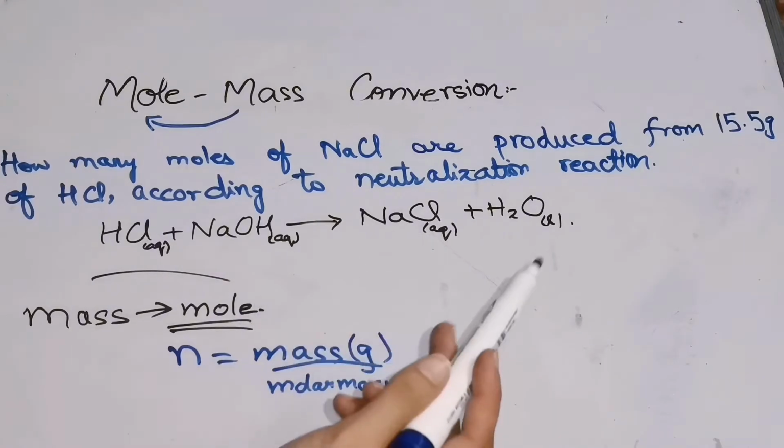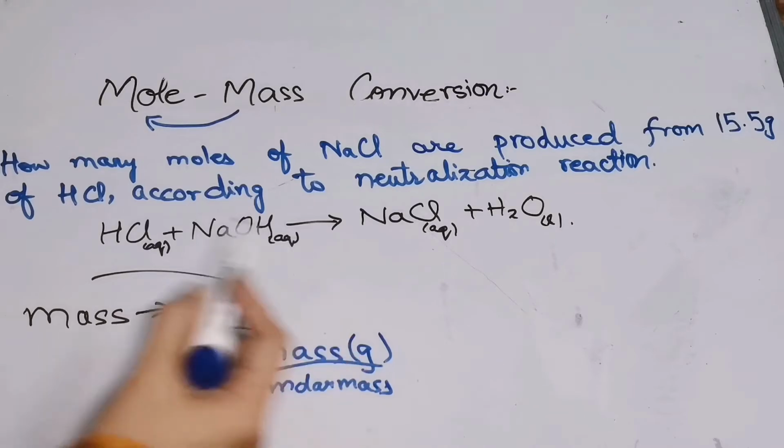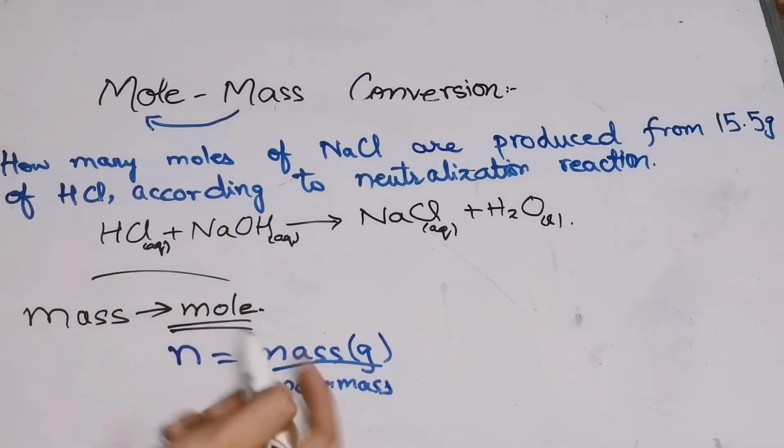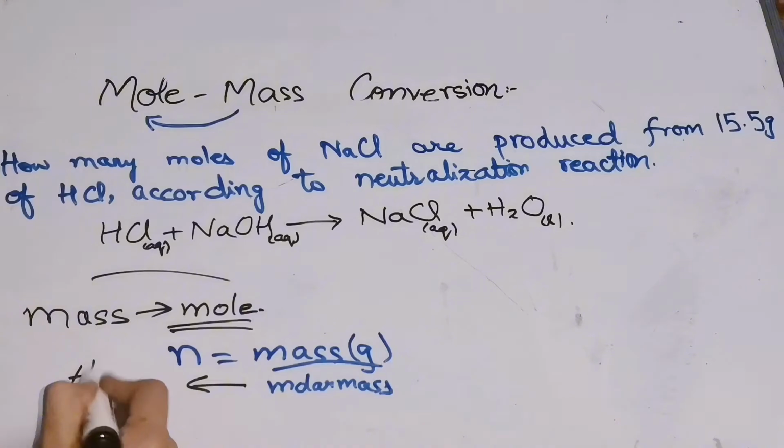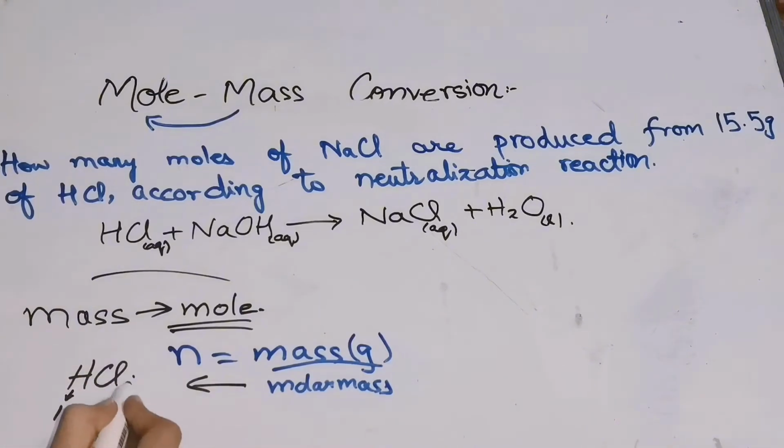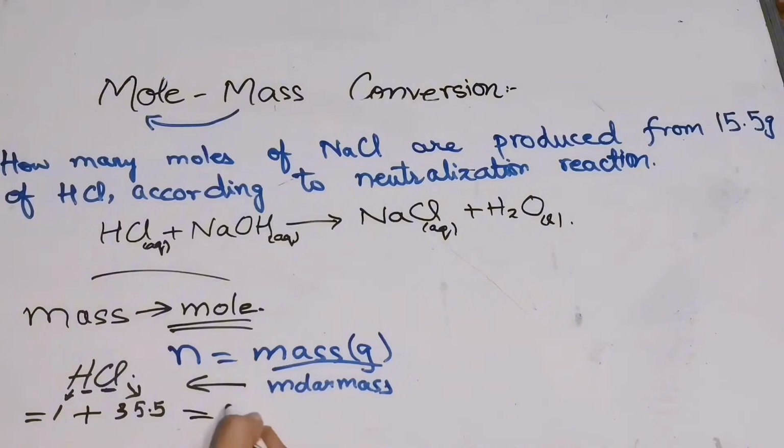Which thing is given in gram? 15.5 gram of HCl. So here we have to first find the molar mass of HCl, right? What is the atomic mass of hydrogen? 1. And what is the atomic mass of chlorine? 35.5. How many hydrogens are present? 1. And how many chlorines are present? Only 1. So they both will add and we will get the molar mass as 36.5 gram per mole. So this is the molar mass of HCl.